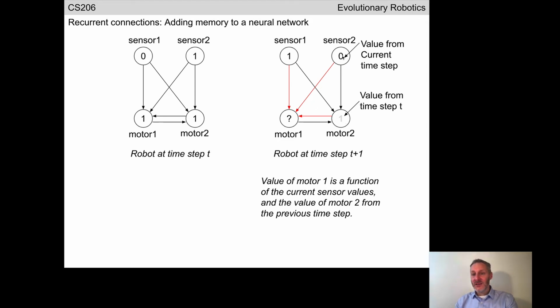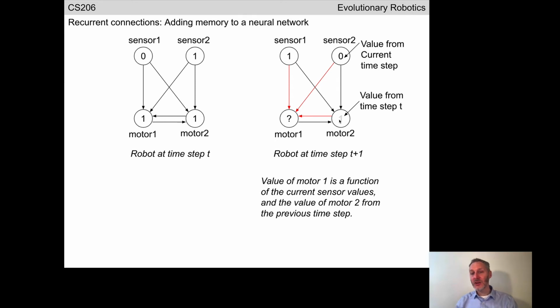1 times this, plus 0 times this, plus 1, assuming 1 was the previous value at this motor, times this synaptic weight, and we sum the weighted sum there and squash it by an activation function. If we're computing the value of motor 1 for the very first time, in which there is no previous value for motor 2, we use a value of 0.